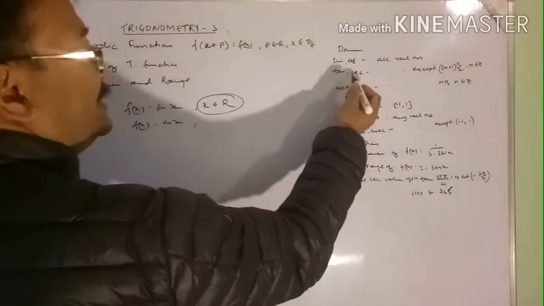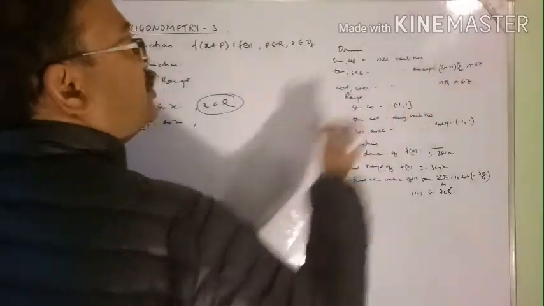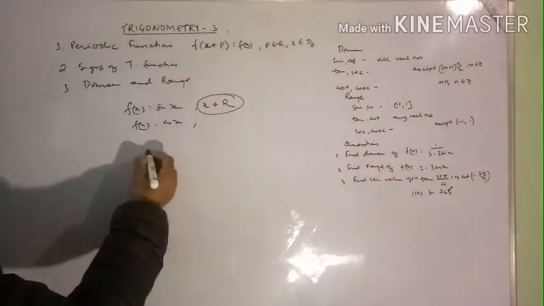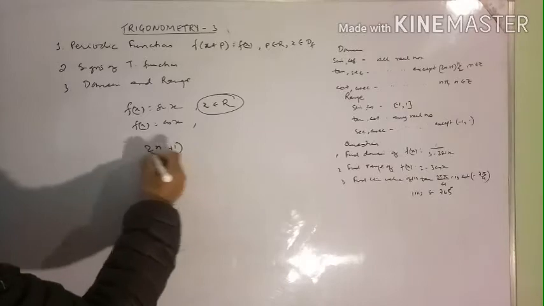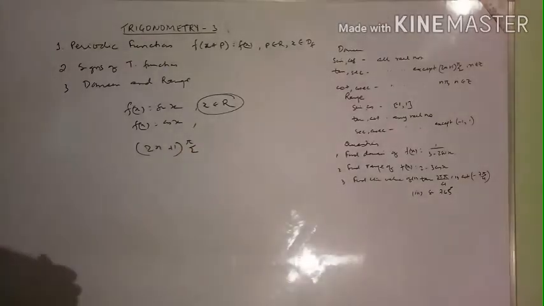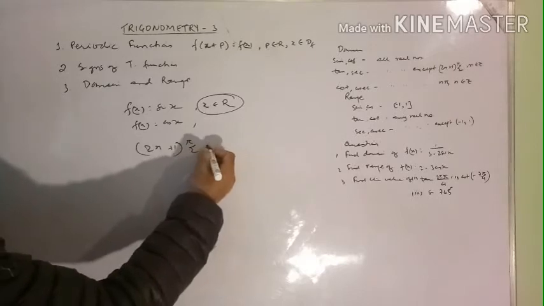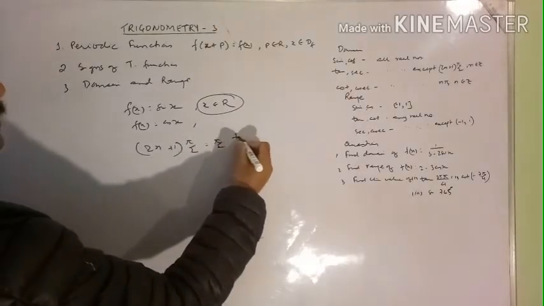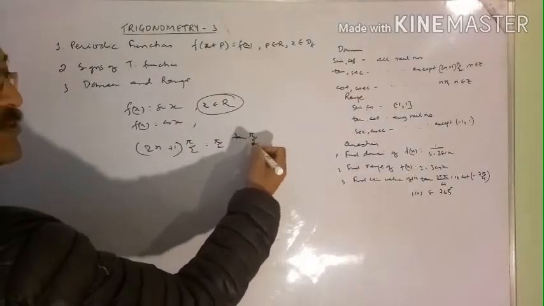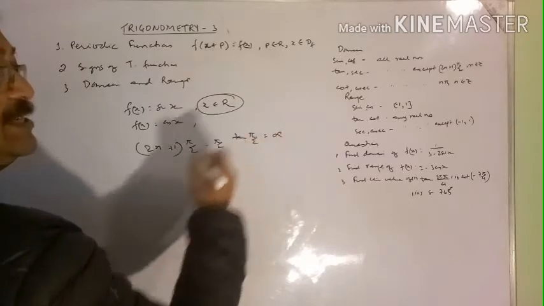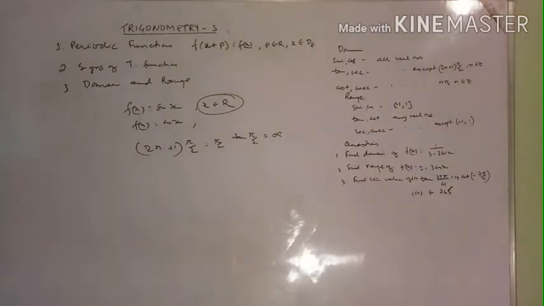But for tan and sec, the domain is all real numbers except 2n plus 1 pi by 2. Remember, except 2n plus 1 pi by 2, because for these values tan and sec are not defined. The values will be infinity. For example, suppose n equals 0. Then 2 into 0 is 0, 0 plus 1 is 1, and 1 into pi by 2 is pi by 2. Now you know what tan pi by 2 is. Pi by 2 means 90 degrees, and tan 90 degrees is infinity. Infinity means it is undefined.